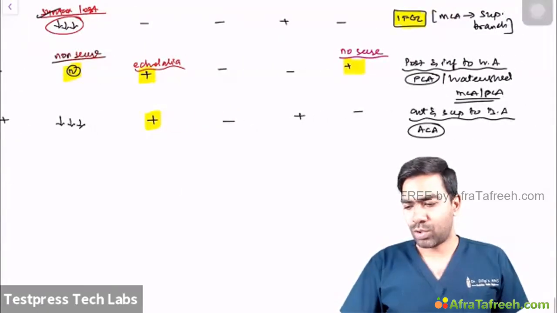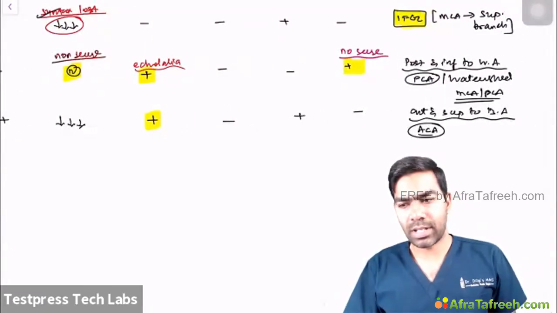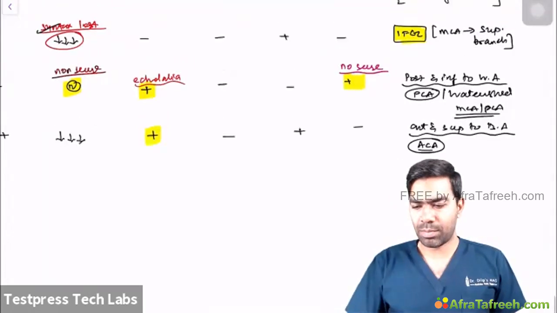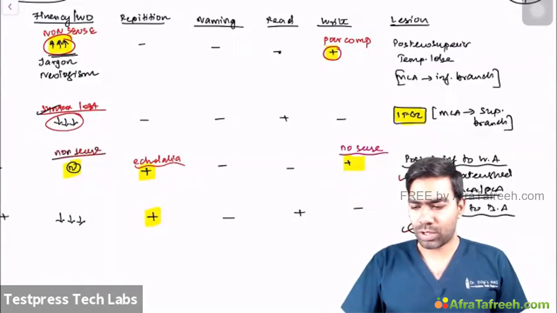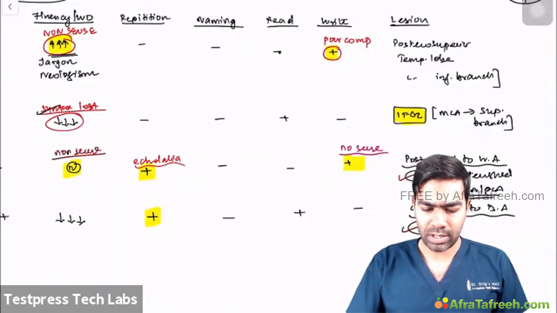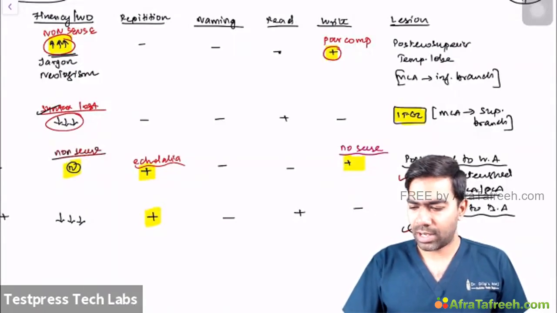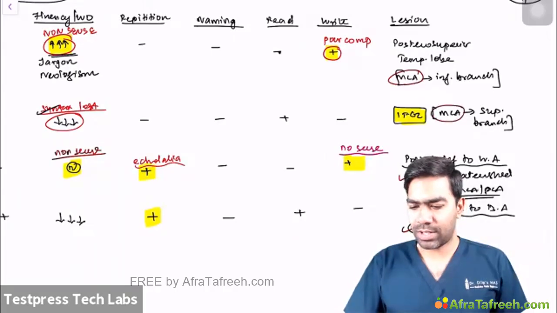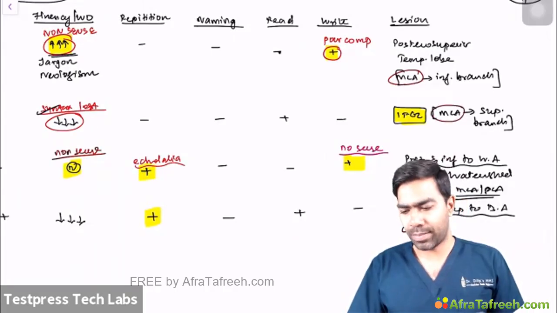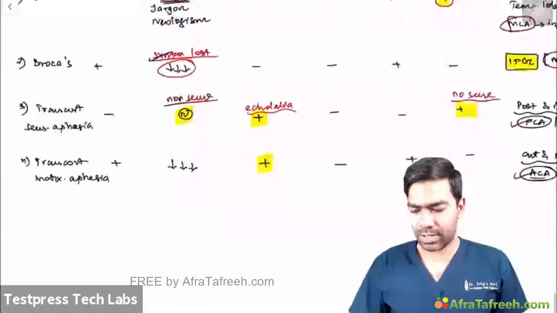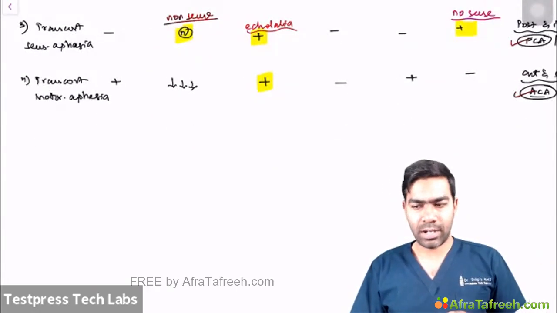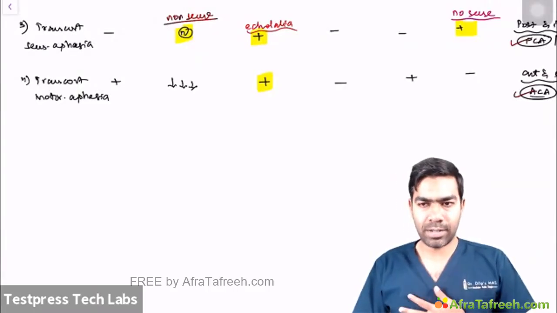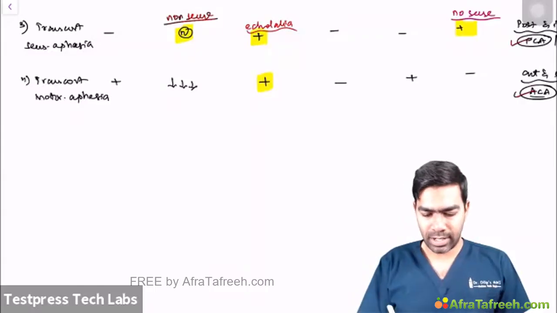So anterosuperior to Broca's area means it will be located basically in the anterior cerebral artery territory. Remember, these are the only two aphasias that are located in a different territory. Most of the other aphasias will be located in the MCA territory only. Only transcortical aphasias will be located in other territories like the PCA and ACA territories, sensory predominantly in the PCA territory, and motor in the ACA territory.